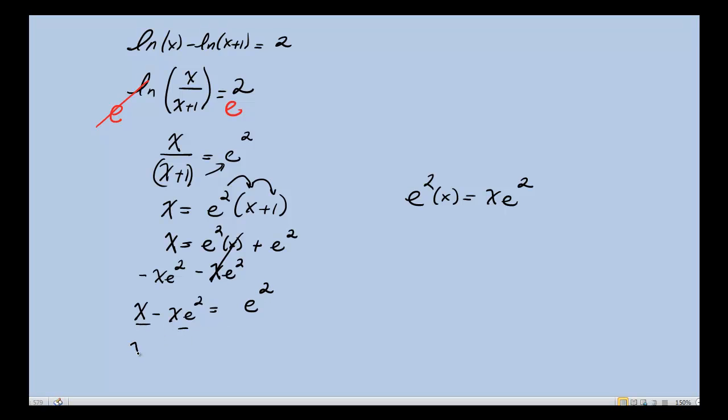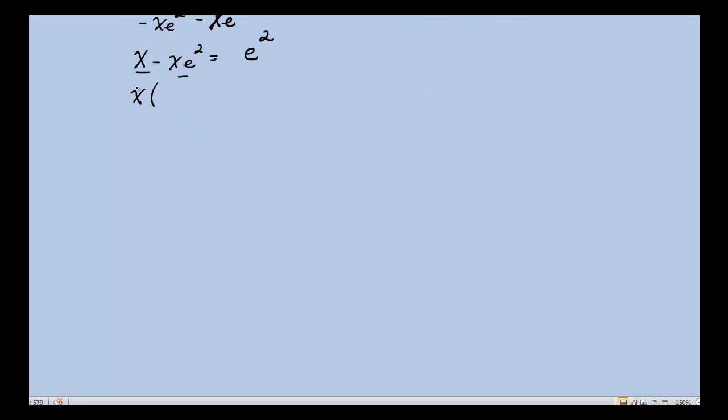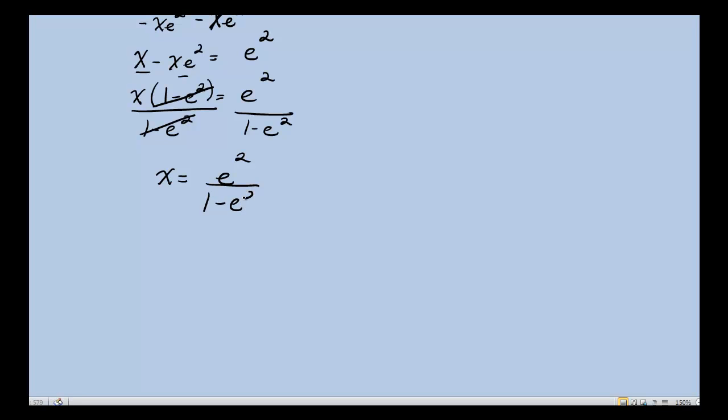Notice now I can factor out a value of x. So let me zoom down here. I'm going to factor out x, which will give me x times 1 minus e squared, which is equal to e squared. And notice I can divide both sides by 1 minus e squared. This cancels on my left side, and I get x equals e squared all over 1 minus e squared. And that will be my solution.